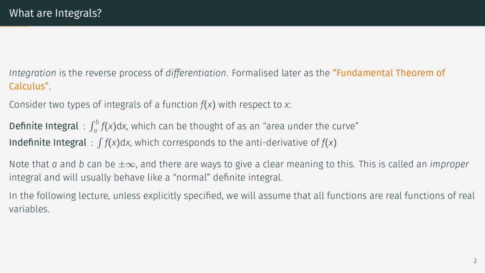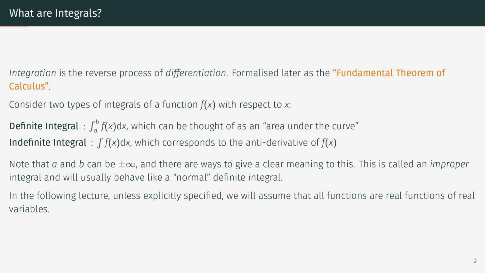The first is definite integrals, which have integration boundaries denoted by a and b. This notation is understood as the integral from a to b of f of x dx and can be thought of as the area under a curve. The second is indefinite integrals, which do not have integration boundaries and correspond to the antiderivative of f of x.